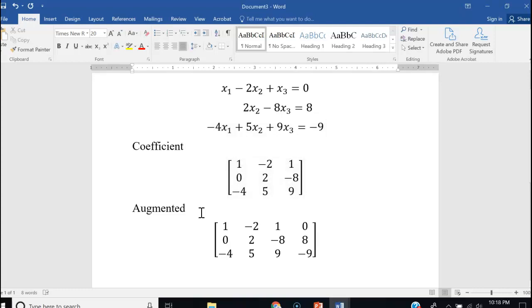For our augmented matrix, it looks like that for the first 3 columns. It looks exactly the same as the coefficient matrix. And then we add on this last column, which are the constant numbers, 0, 8, and -9 in this case. So that's our augmented matrix for this system of linear equations.